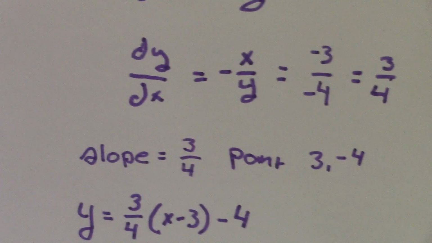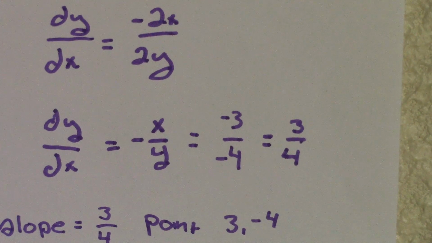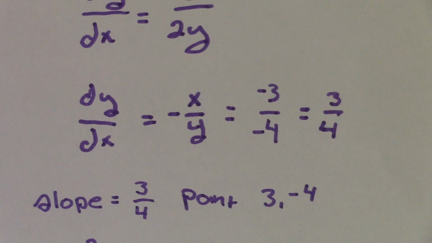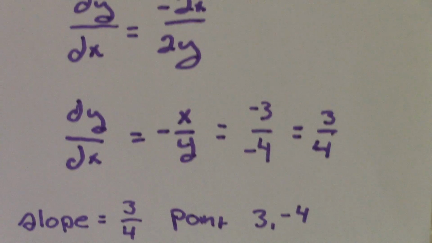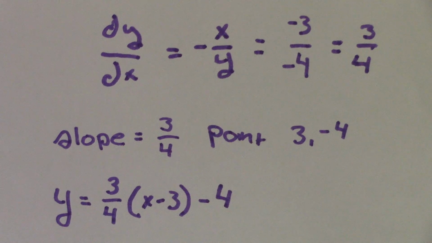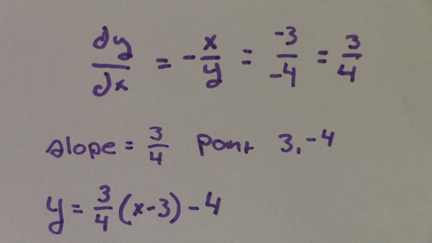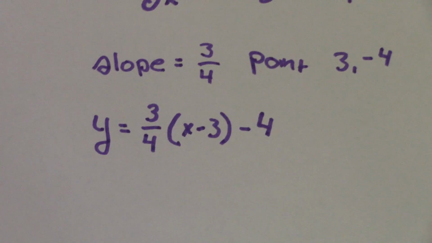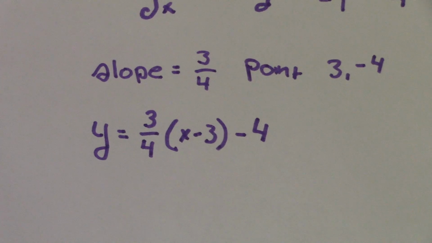So we have the slope and we have the point. The point I used was 3, negative 4. The negative x over y, the negative x goes to negative 3, and I used the negative 4. So therefore I used the point 3, negative 4. So our slope is 3/4 and our point is 3 comma negative 4. So from there we can just write our equation for one of the tangent lines. y equals 3 over 4 times (x minus 3), minus 4.